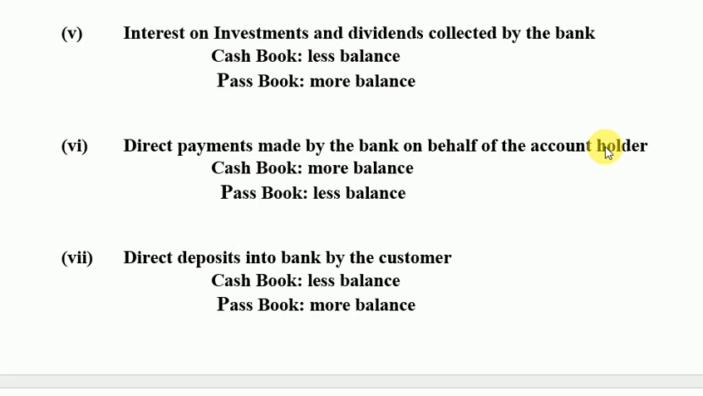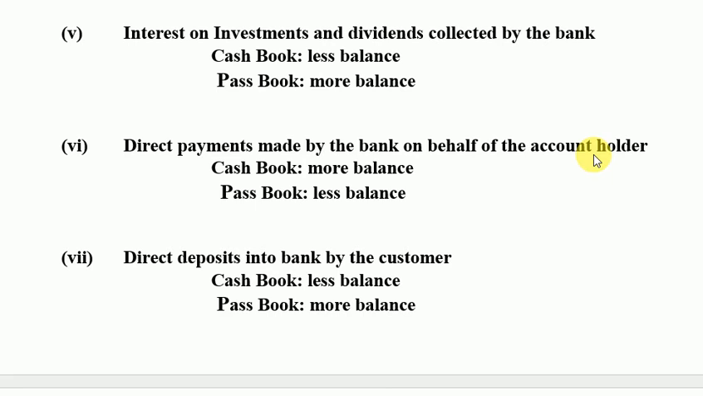So in that case, since the standing instruction has been given to the insurance company, the bank automatically on the date will transfer the amount from the businessman's account to the respective insurance company's account. This is what is meant by direct payments made by the bank on behalf of the account holder. In this case, the account holder may record it in the books of account only after receiving the bank statement or passbook.